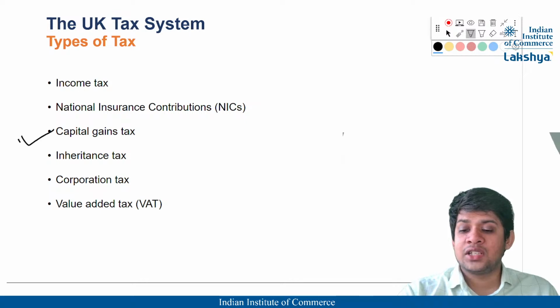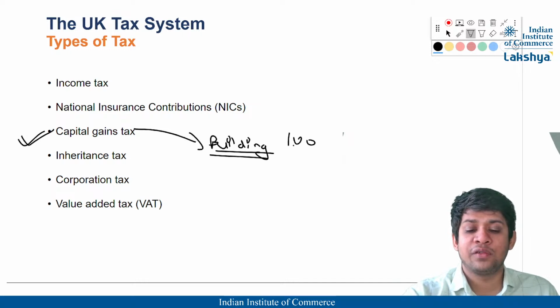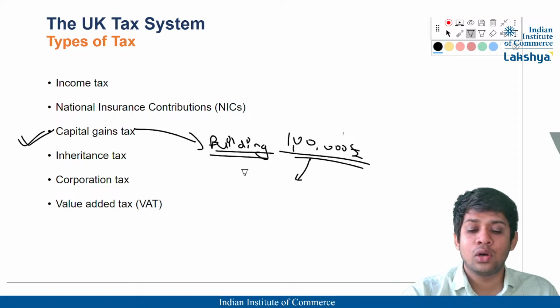then comes the next part, which is capital gains tax. Okay guys, what is capital gains tax? Maybe I had a building. Okay, that building had a cost of 1 lakh pounds. I sold that building for 2 lakh pounds.